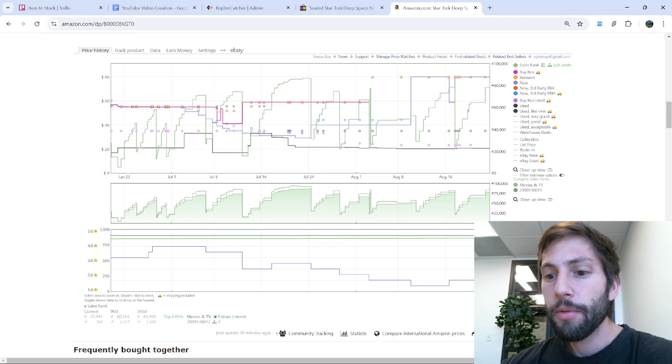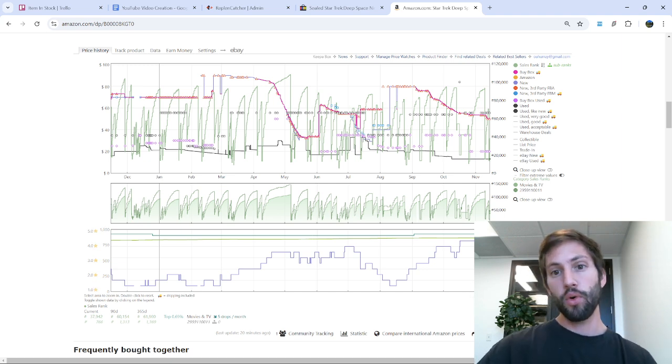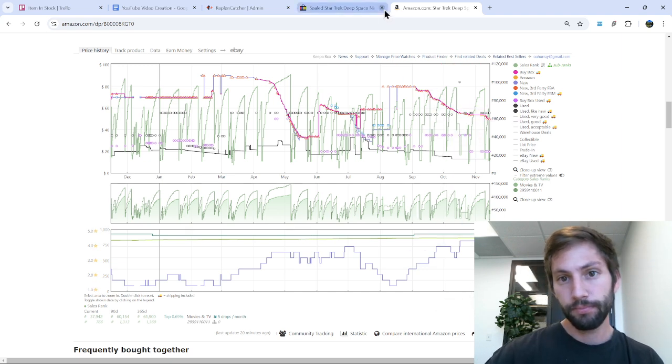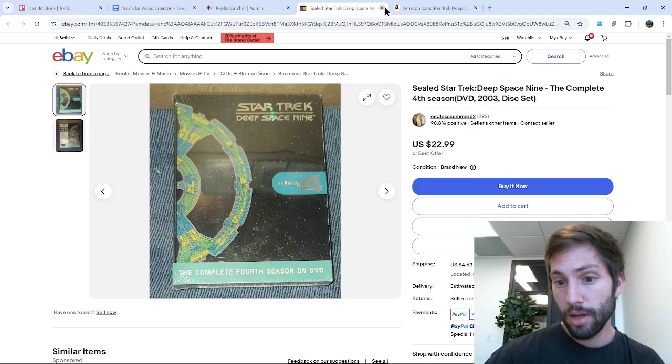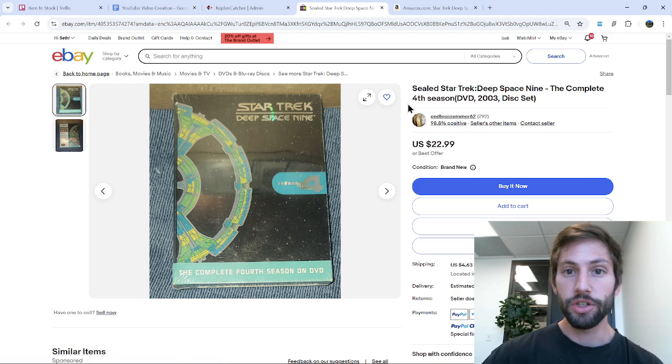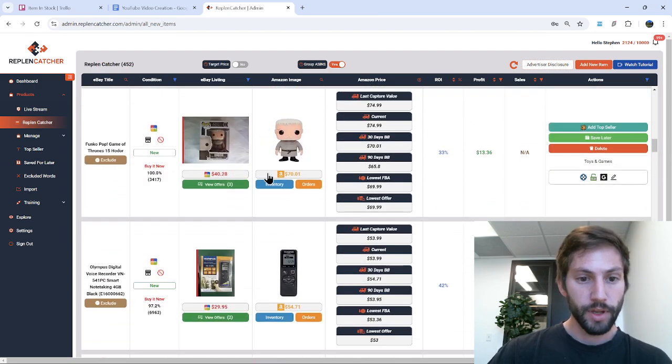So this is kind of a bad sign for FBM. Again, I probably would not purchase this. I would just pass on this FBM or send it FBA. Unless you're okay with selling it at $35, which you could send an offer and just go ham with this. But we're going to look at another offer here.